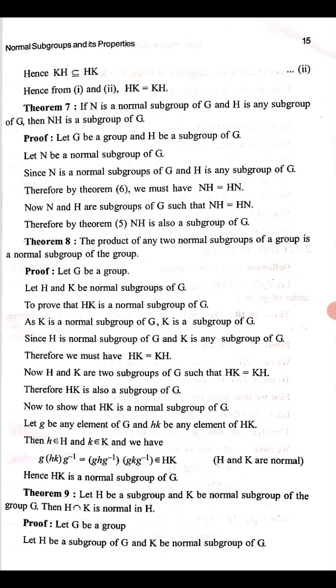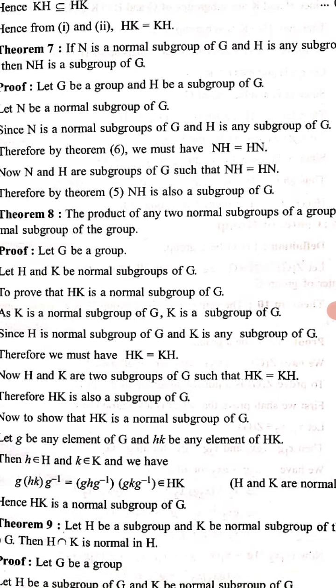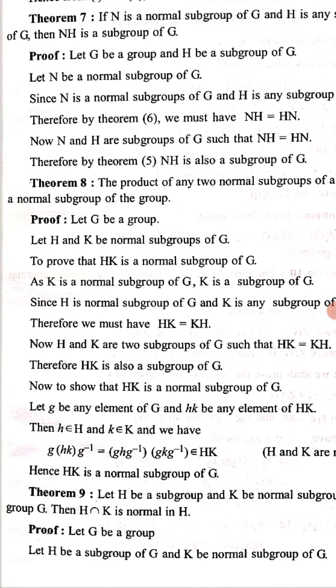Okay, now next theorem. Let H be a subgroup and K be a normal subgroup of the group G, then H intersection K is normal in H. Okay, so let's start with the proof. Let G be a group, let H be a subgroup of G and K be a normal subgroup of G.